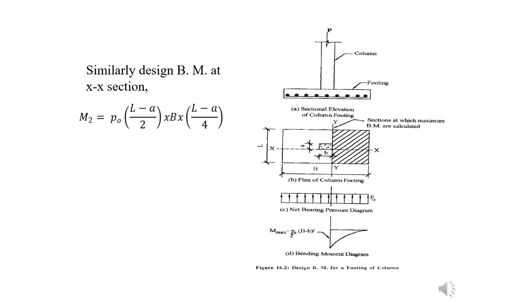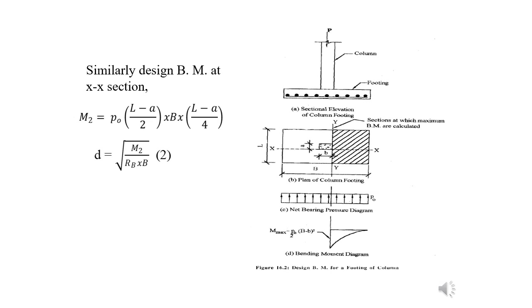This area into stress will be the force, and the distance is L minus A by 4. L minus A by 2 is this distance, but it is acting at half of L minus A by 2. That means it will be equal to L minus A by 4. Right? So M2 also we shall calculate, and similarly D also we can find out from M2 by RB, the resisting bending moment, right? So M2 is called the calculated bending moment, and RB is called the resisting bending moment, right?